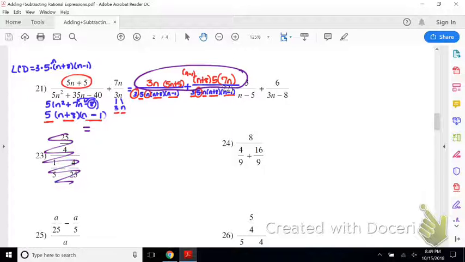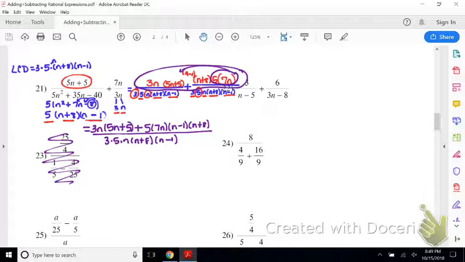So we have, just rewriting it, 3n times 5n plus 5. It was plus. Now be careful here, I have 5 times 7n. Those don't have a plus sign, so I'm going to move them to the front there, in front of the parentheses. So 5 times 7n times n minus 1 times n plus 8, all over that least common denominator, 3 times 5 times n plus 8 times n minus 1. Alright, this is a fun one.